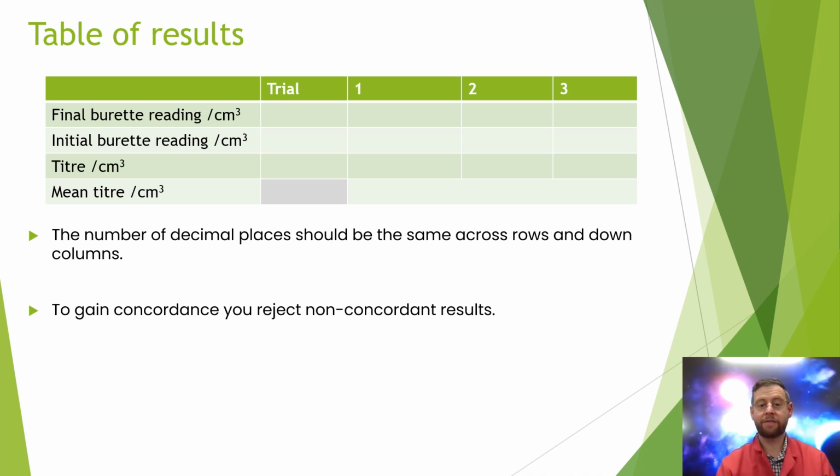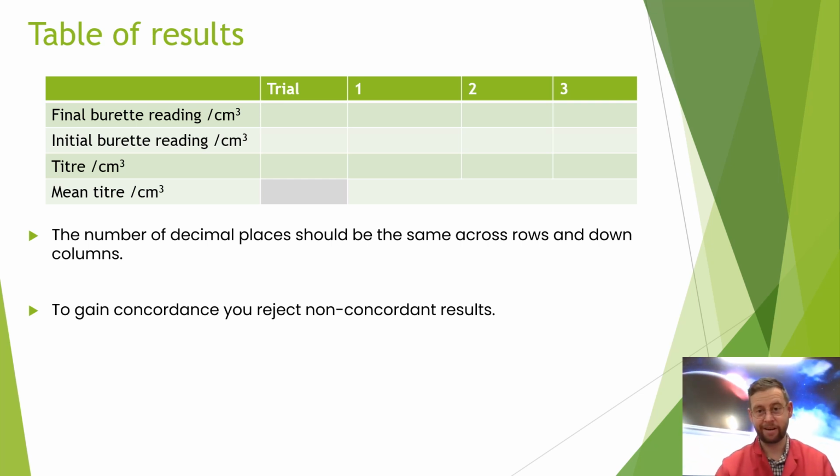And then once you've done it for all of your trials, you can take a mean. Now the number of decimal places should be the same across rows and down columns. It should always be to 2 decimal places. But to gain concordance, what you can do is reject non-concordant results and do them again, or alternatively take an average of your best 2. You're trying to find results that are concordant with each other.